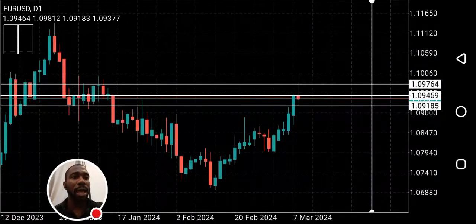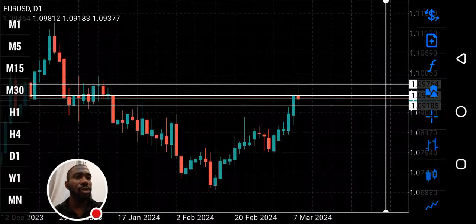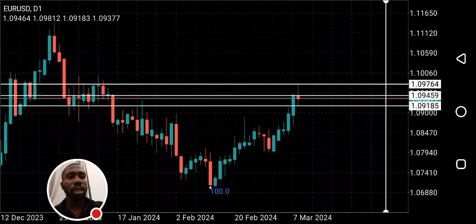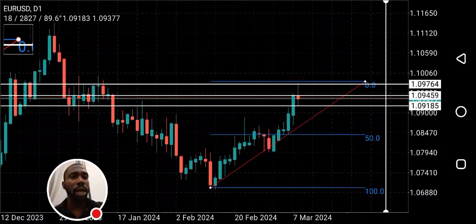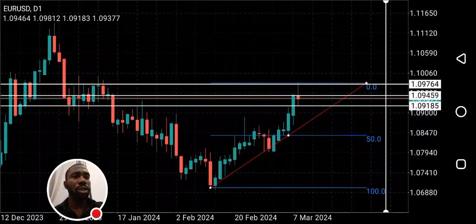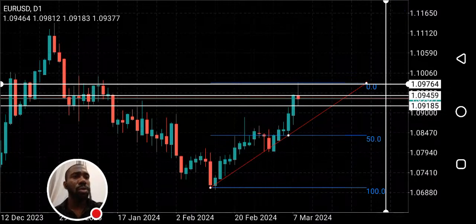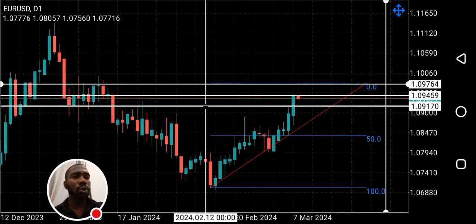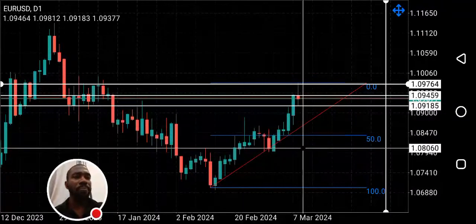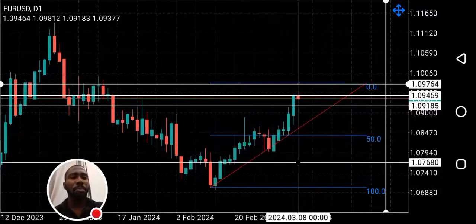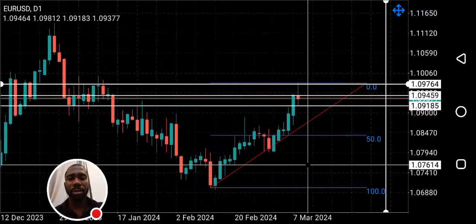So let's apply Fibonacci. We're going to take it from this swing low to this swing high. So we want to see price pull back to discount, which is below level 50. So I will be considering buying Euro USD below level 50.